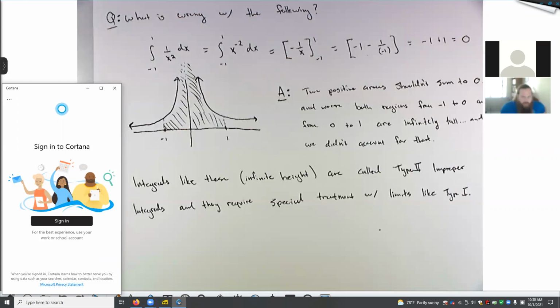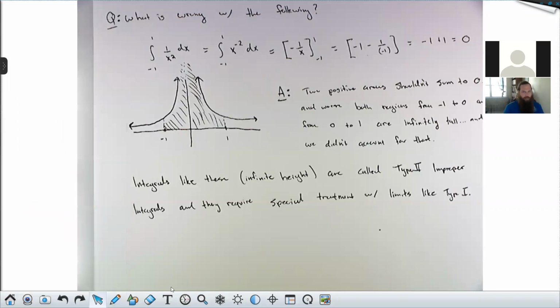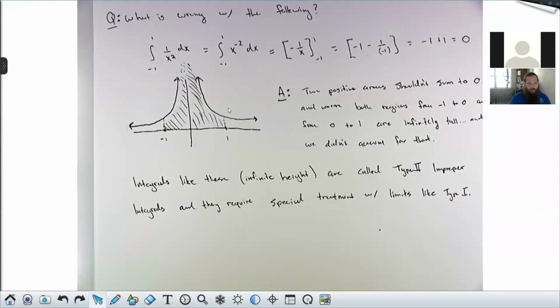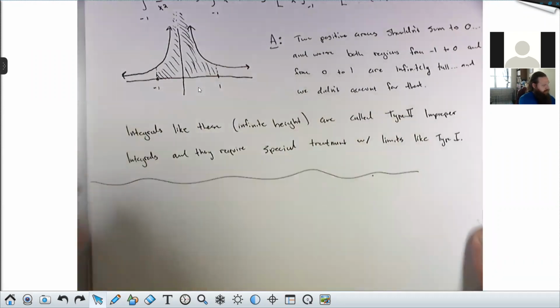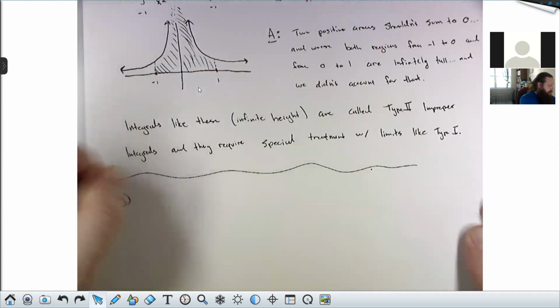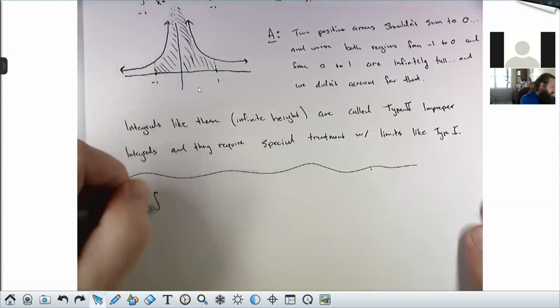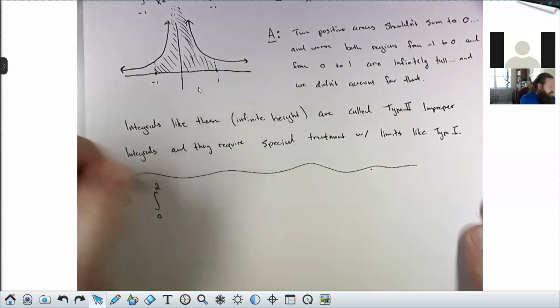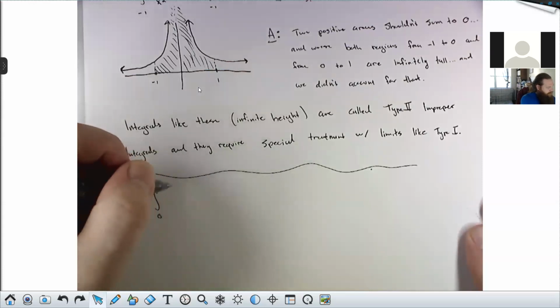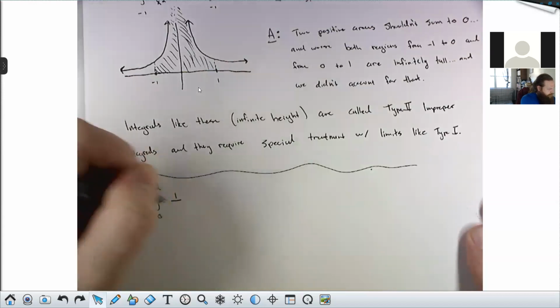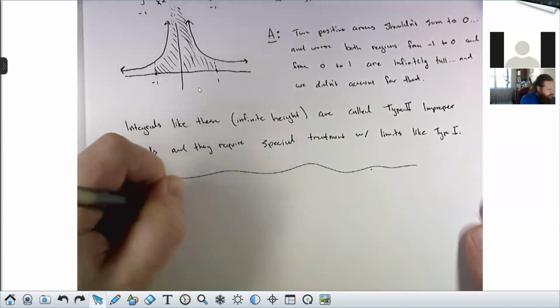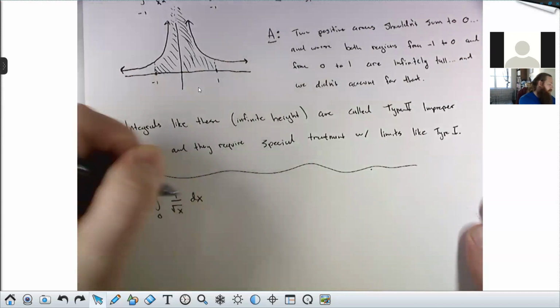So specifically, how do we handle these? What sort of special treatment with limits? Well, I'm not going to send r to infinity anymore. Instead, let me show you through a simpler example. Let's evaluate the integral from 0 to 2 of 1 over the square root of x dx.